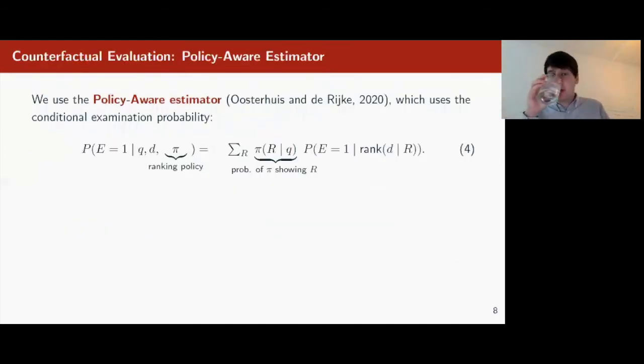We use the policy-aware estimator. This is from recent work that we did for ICTIR, so it's extremely recent. Here we use a conditional examination probability that's conditioned on the ranking policy instead of the ranking. So we now have the probability of examination under the policy instead of the individual ranking. And this is based on expectation. So we just sum over all the rankings that this policy might show, and then we take the probability of the policy showing that ranking times the probability of examination in that ranking. So this tells us, if I use this ranking policy, how likely is a user going to examine this document?